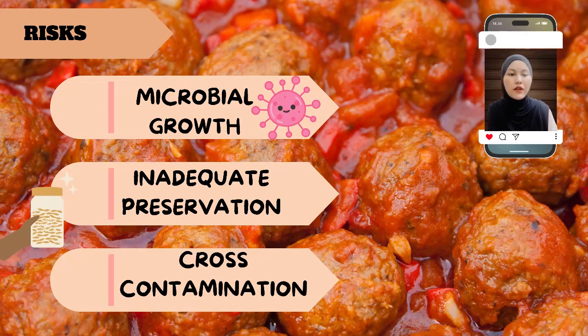And lastly, cross-contamination. During the preservation process, there is a risk of cross-contamination if proper hygiene practices are not followed. This can occur when utensils, surfaces, or hands come into contact with raw meat or other contaminated ingredients, leading to the transfer of harmful bacteria.